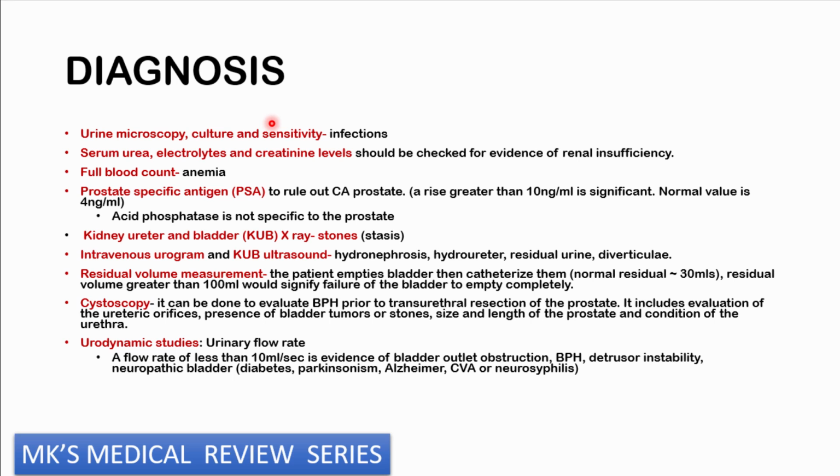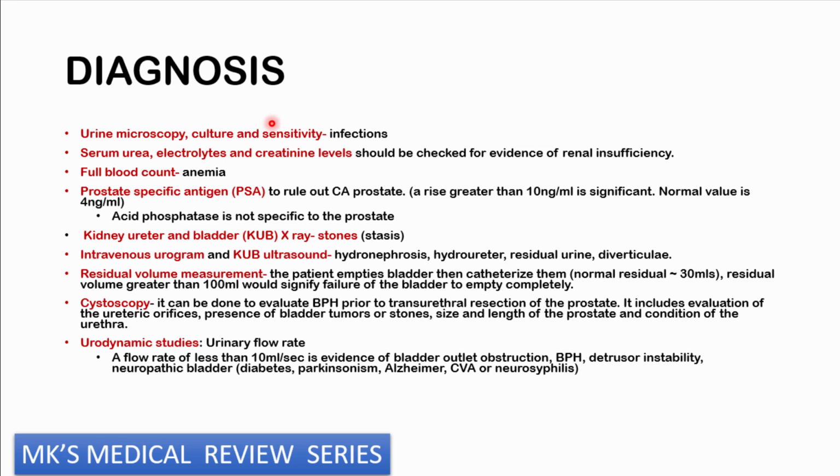You may order a kidney, ureter, and bladder x-ray to rule out any stones which may have formed due to stasis. You may do an intravenous urogram and a kidney, ureter, and bladder ultrasound to check for any hydronephrosis, hydroureter. You may also assess the residual urine as well as presence of any diverticuli. Then you may also do a residual volume measurement.